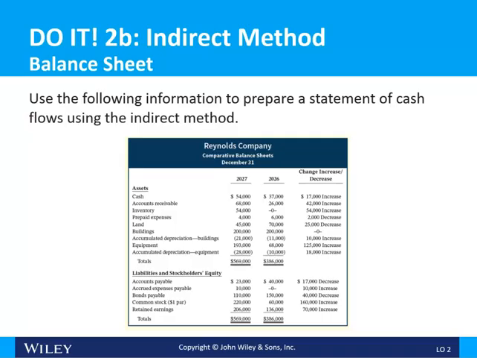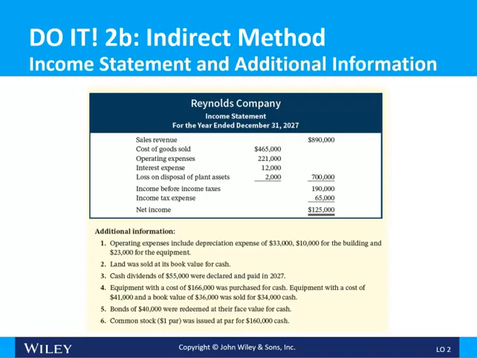So we'll do another example. We've got a comparative balance sheet, and we're going to create a statement of cash flow. So here's our comparative balance sheet. We have our income statement, and then we have additional information. And we're going to create the cash flow statement.